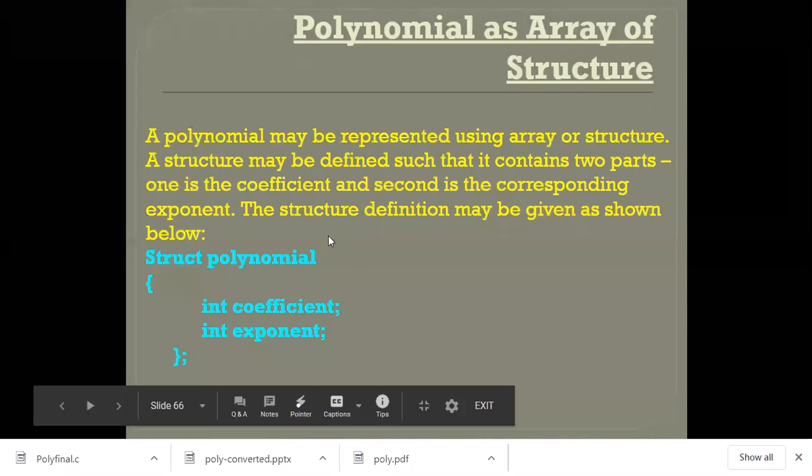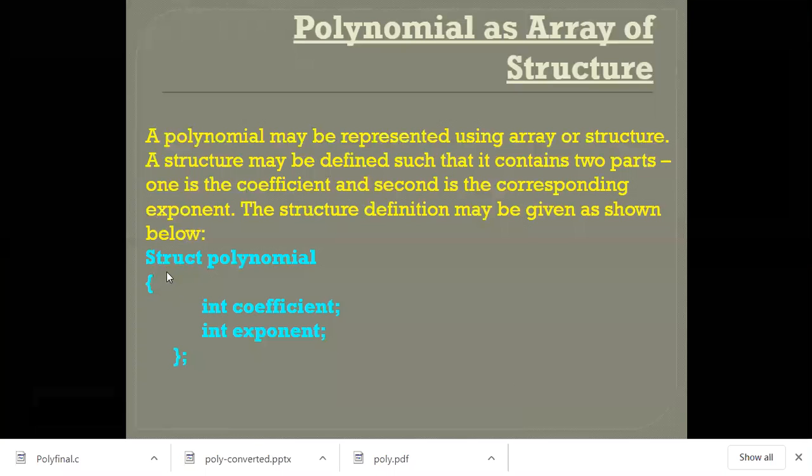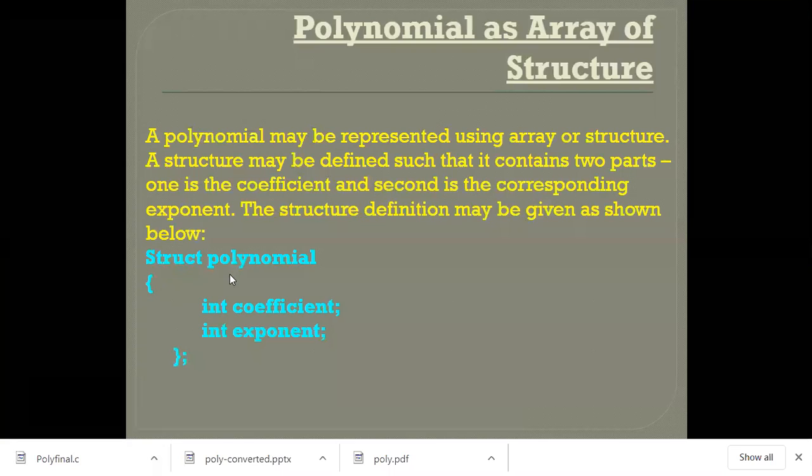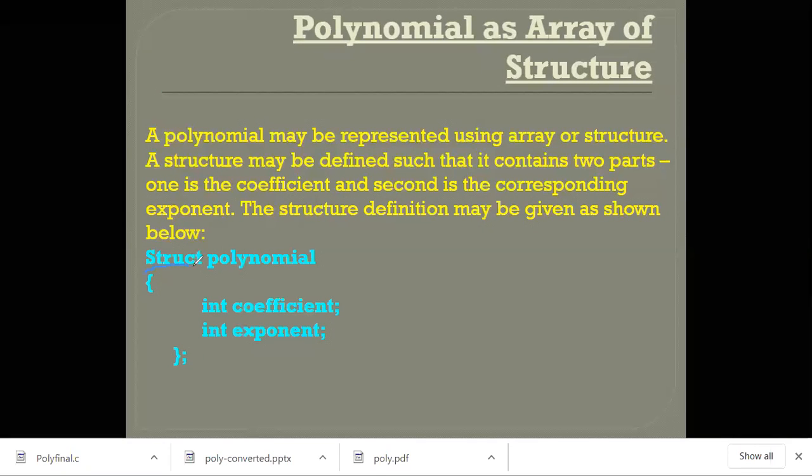Next one. Just concentrate on array of structure. Here the struct keyword is given. The name of the polynomial is poly. You can give poly or polynomial, no problem. The struct keyword is given for structure, and this is the name of the structure, polynomial. Here we are using multiple variables: integer coefficient, integer exponent. If I want to store this coefficient and exponent in one particular array of structure, in a structure we can declare multiple variables and store multiple values.